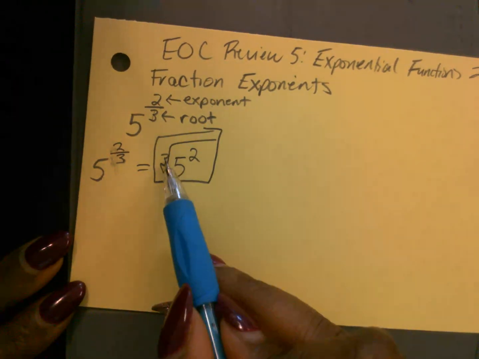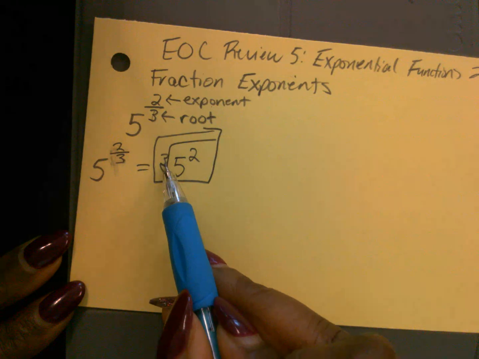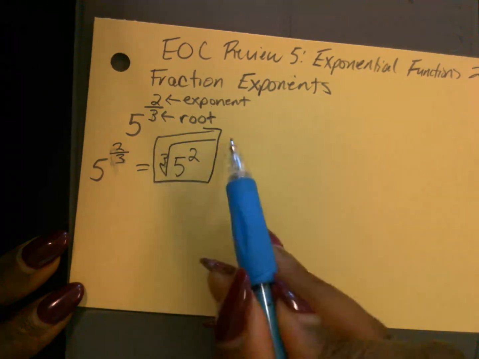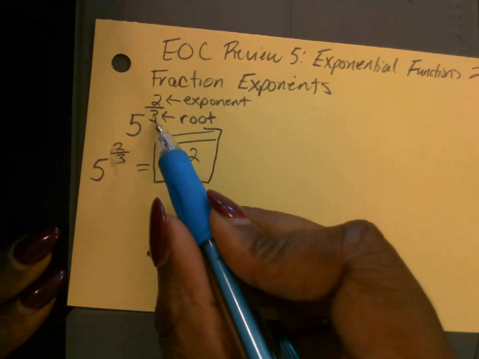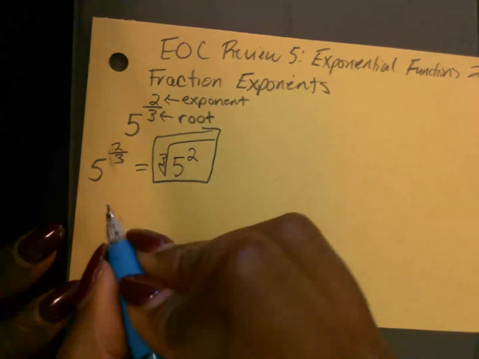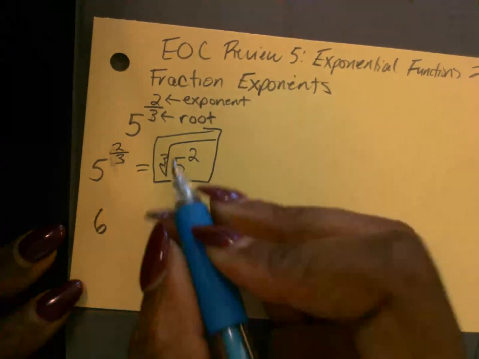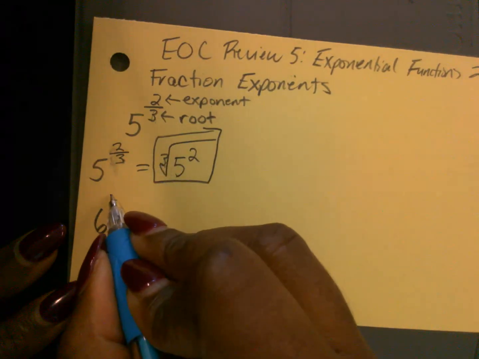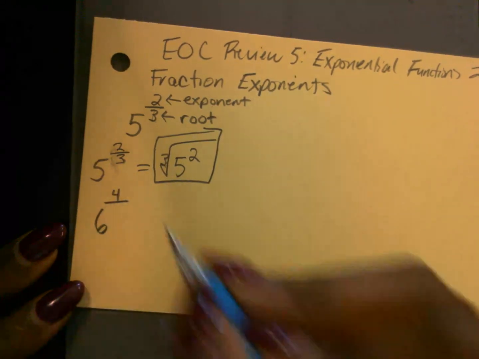And you put the root number here. If it's square root, you don't have to put 2. You just leave it as square root. But if it's any other number other than 2, you've got to put the root number there. So let's try this one. Let's do 6. Let's do 4/7.